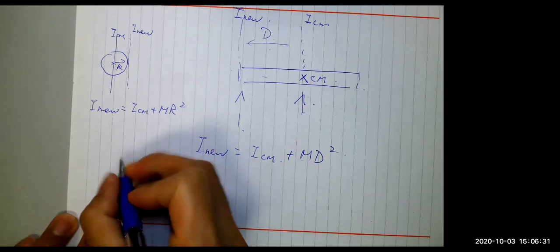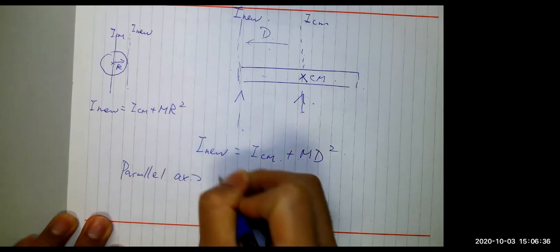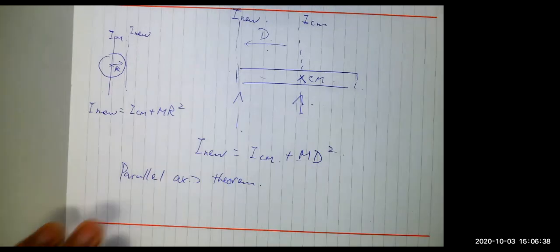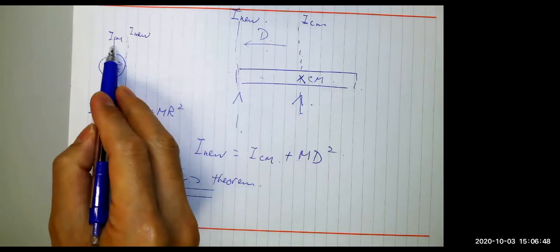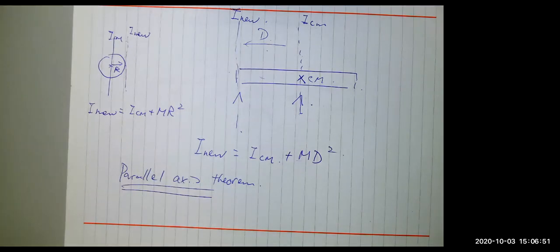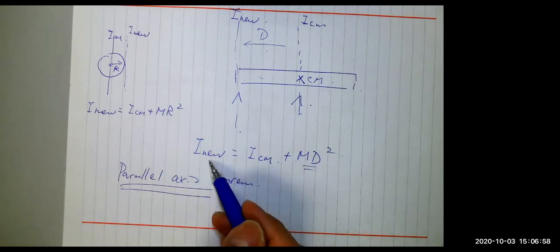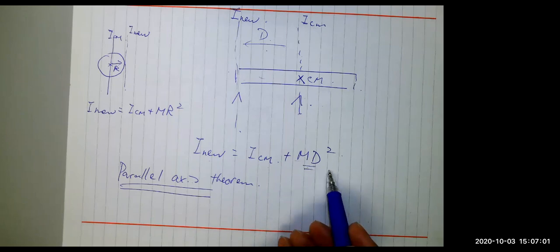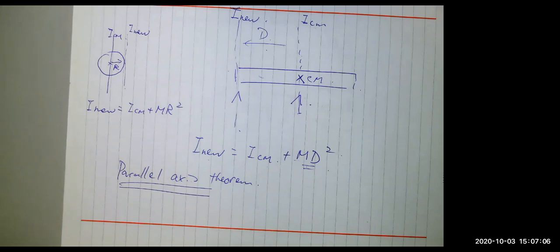This is the parallel axis theorem, as on page 28 of your lecture notes. The important word is parallel axis. The original axis and the new axis are parallel to one another, and the distance between them is given by d. So I_new is equal to I_CM plus m d squared. Of course, here d is equal to r, so I write m r squared.